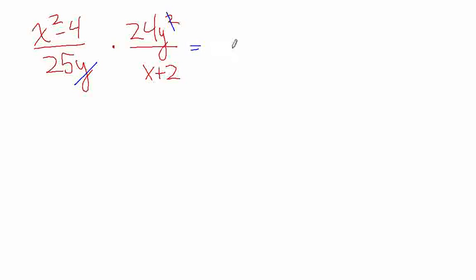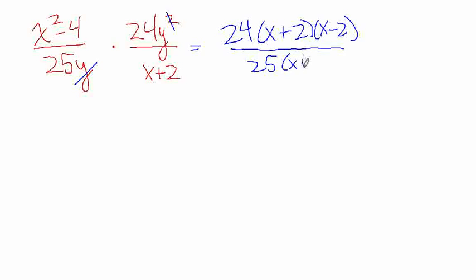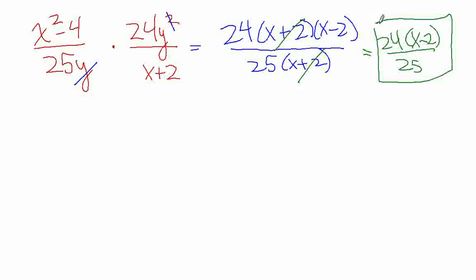However, what if we factored the x squared minus 4? Okay, we know that that's the difference of two squares. So let me go ahead and multiply x squared minus 4 by 24, but then I'm going to factor the binomial at the same time. Okay, can you see now that you can cancel the binomials? Now that we can cancel it because we've, again, it's in factored form. So the answer therefore is 24 times x minus 2 divided by 25. If you like, you can expand the numerator, but not necessary.